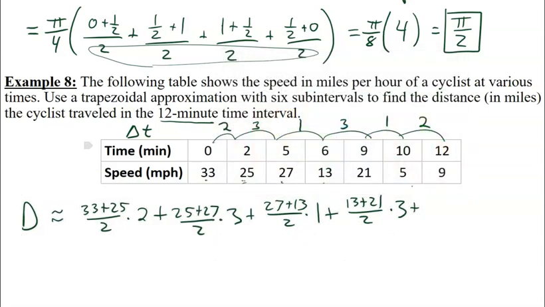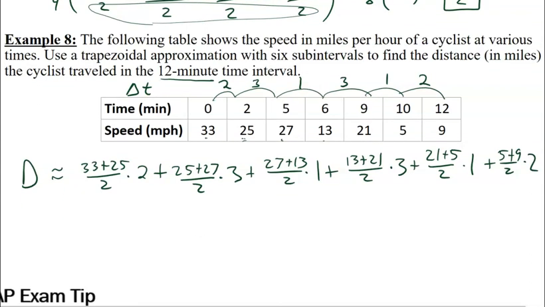Let's see, I just did from 6 to 9, so from 9 to 10, so 21 plus 5 over 2 times 1, plus, and the last one, 5 plus 9 over 2 times 2. Okay. All right, then I just have a bunch of arithmetic to do.